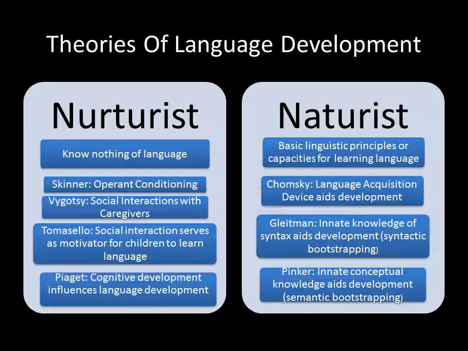And finally, Pinker, another naturist, believed that children use their inborn conceptual knowledge to create grammatical categories. This is known as semantic bootstrapping. So, for example, a child has a general idea of what an object is and what an action is, and they use that knowledge to understand that a novel word functions as a corresponding noun or verb.